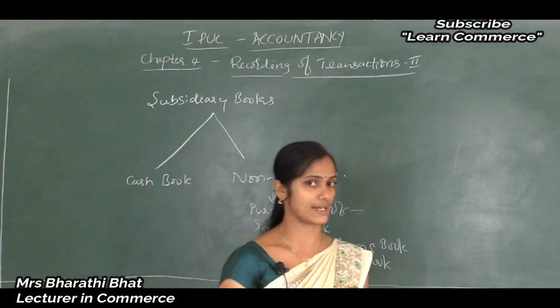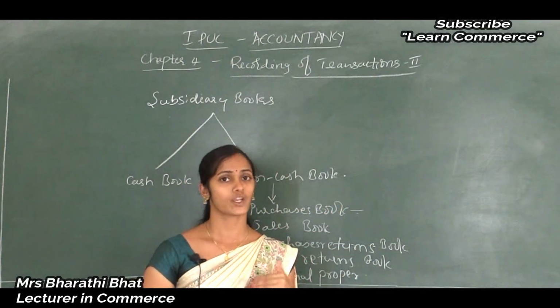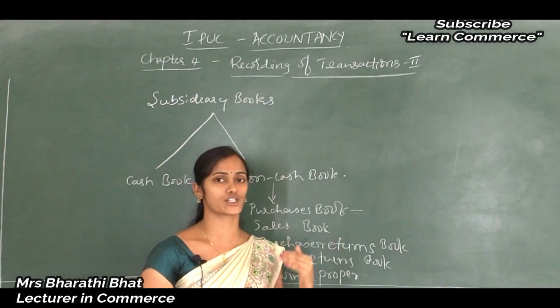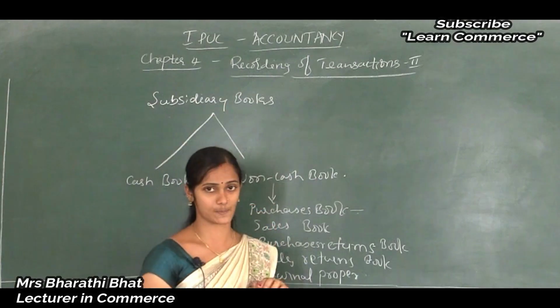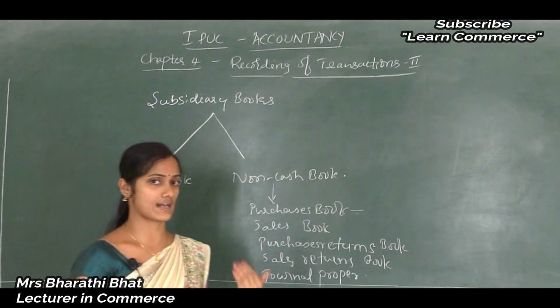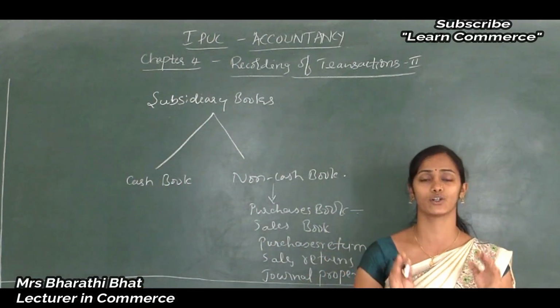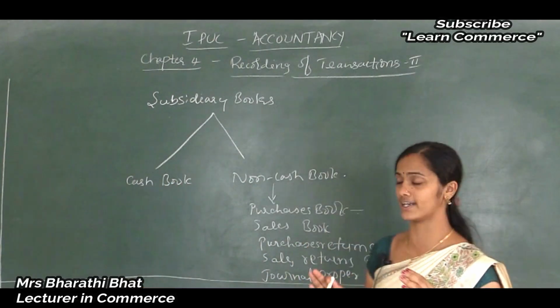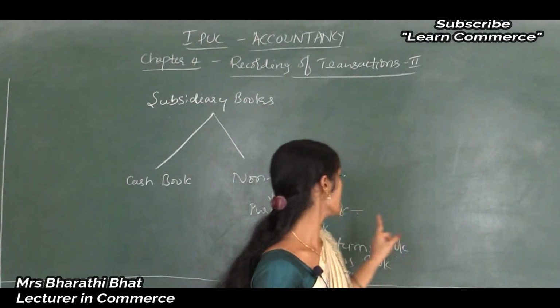And in this purchase book, the accountant or organization can record all credit purchases. For example, goods purchased from Ram on credit or goods purchased from Lakshman. Such transactions are recorded in this purchase book. And the sales book records all credit sales, goods sold to X, goods sold to Y on credit. Such transactions are recorded in this sales book.